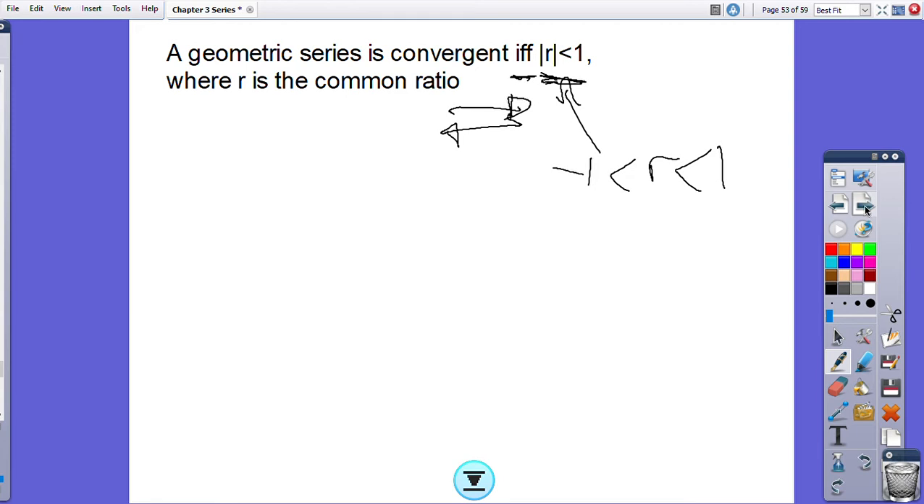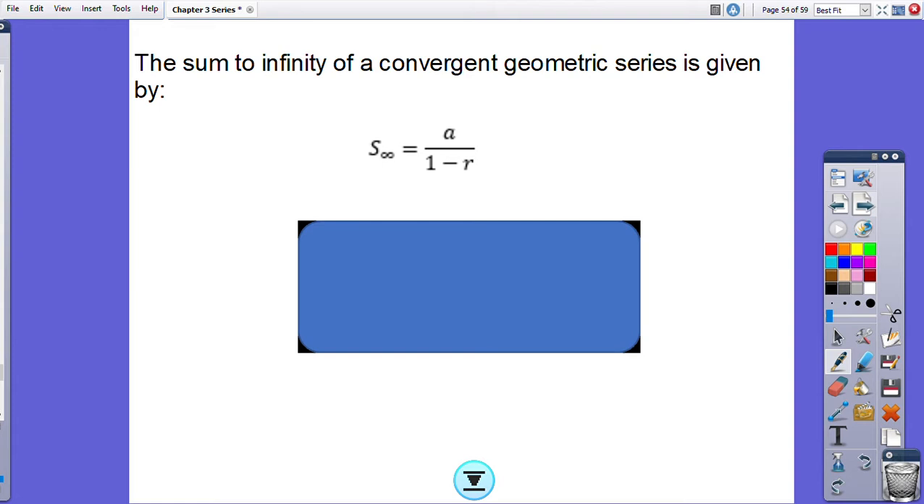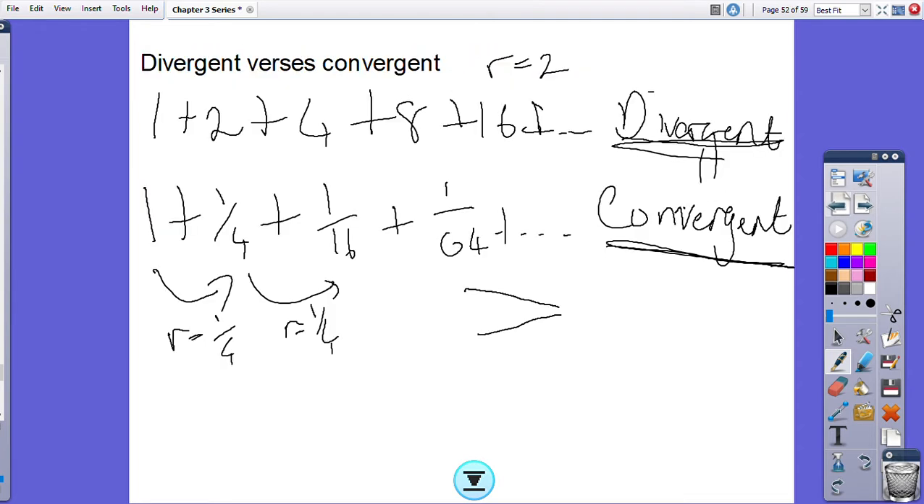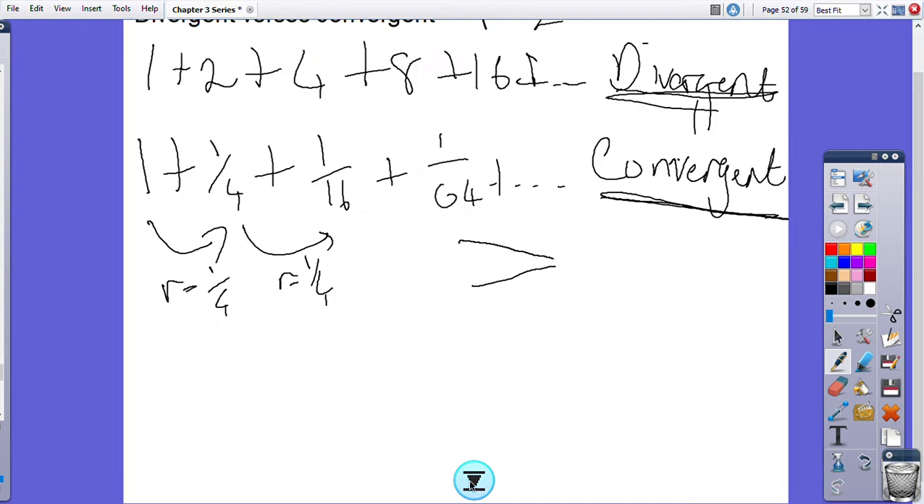Okay, moving on. This is the formula for working out the sum to infinity: a over 1 minus r. If we look back at the bottom series here, sum to infinity means that if you keep on adding up terms forever and ever, you will eventually come to this value.